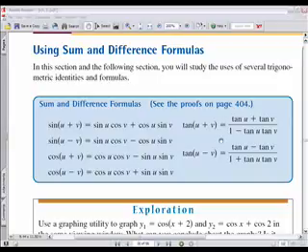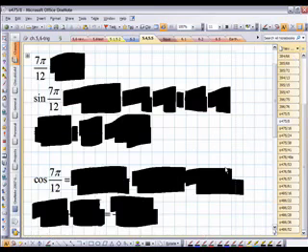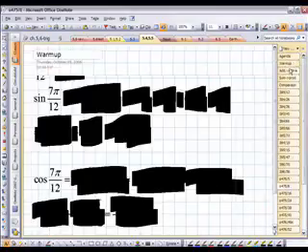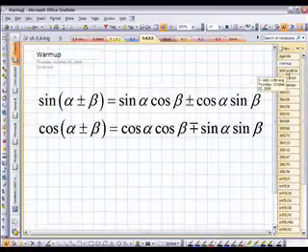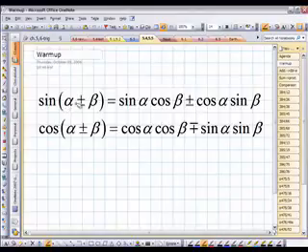For tangent, the formulas are pretty similar for sum and difference, but you see the signs are switched as well. Plus on top, minus on the bottom; minus on top, plus on the bottom. So we can write these a little bit more compactly over here, using alpha and beta as our angles. Here I've written sine and cosine more compactly. Plus goes to plus, minus to minus, plus goes to minus, and minus to plus.